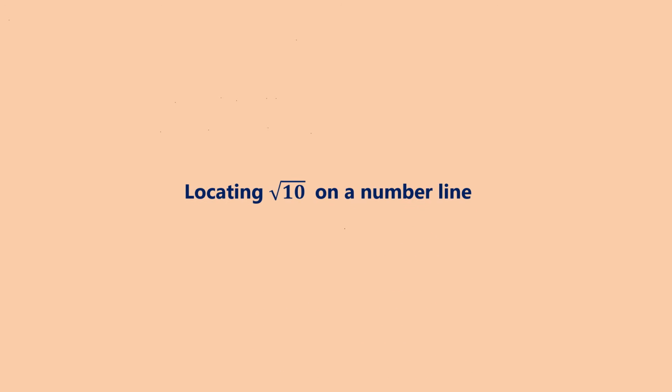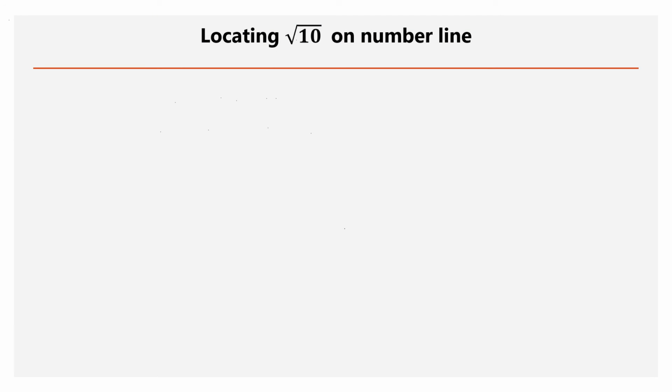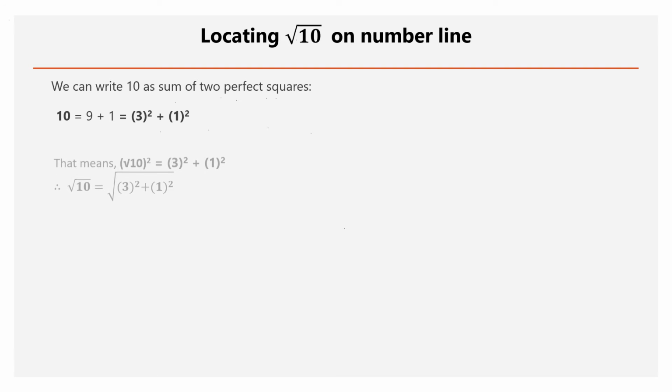Now let us see how to locate square root 10 on the number line. Now that we have learned how to locate square root 8 on the number line, locating square root 10 is very easy. We can write 10 as sum of two perfect squares. 10 is equal to 9 plus 1 is equal to 3 square plus 1 square. That is, square root 10 whole square is equal to 3 square plus 1 square.